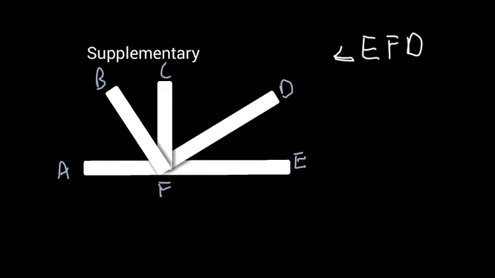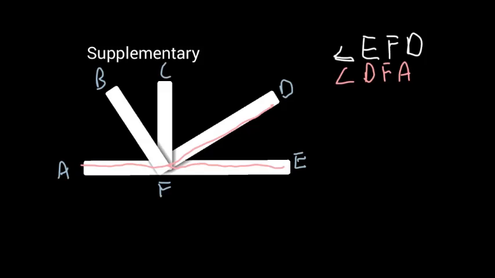Alright, so we want supplementary angles, and we start with angle EFD, so we have this angle right here. Remember, supplementary has to make a line, so we need to go all the way over to A. So the angle there would be DFA, and EFD form supplementary angles.